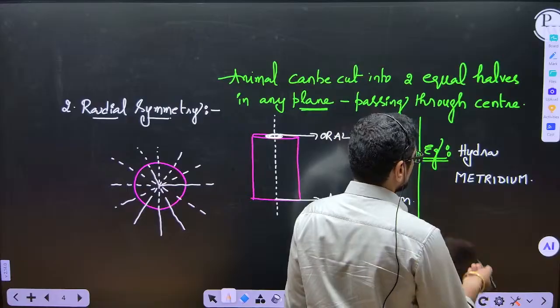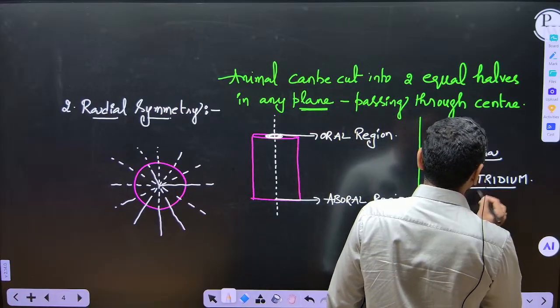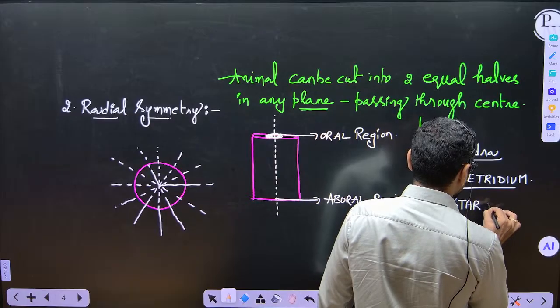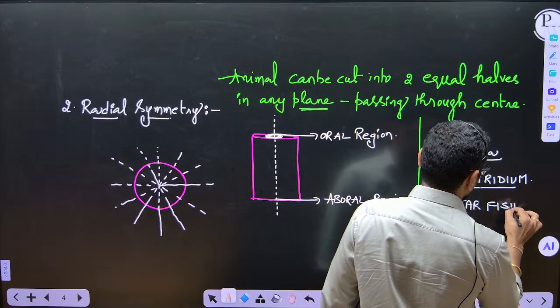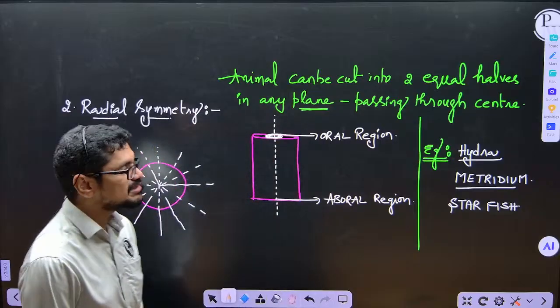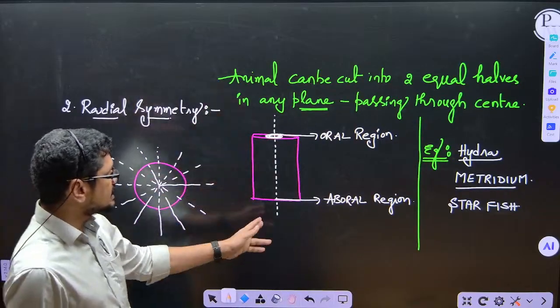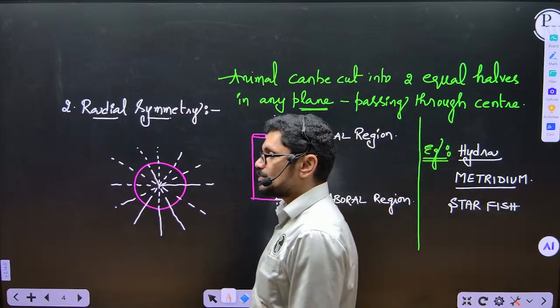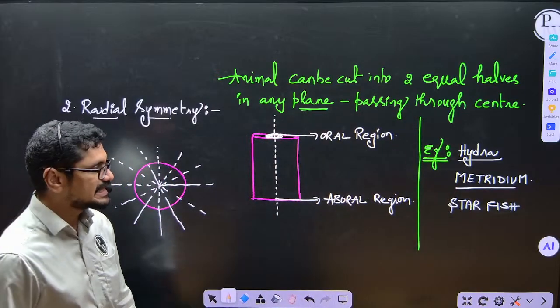And then Hydra, Metridium. I will write one more example also: starfish. I think you know what a starfish is. These are the examples where the animal can be cut into two equal halves when the division passes through the center. That is radial symmetry.